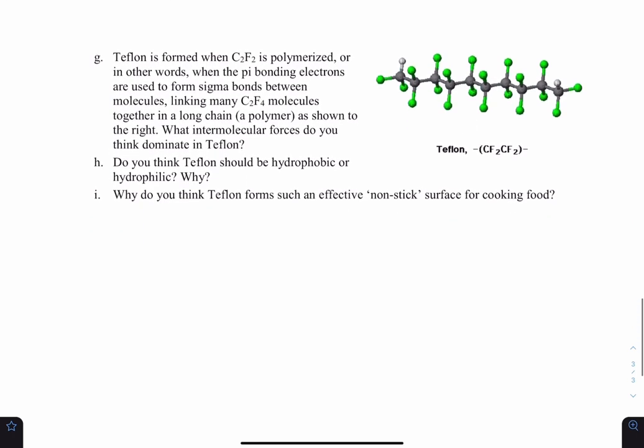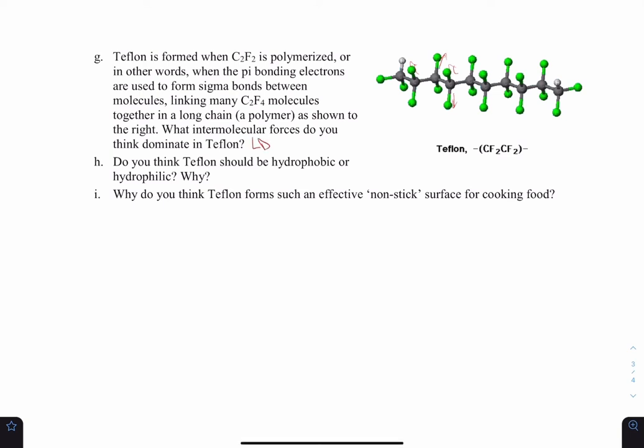G says Teflon is formed when C2F4 is polymerized, or in other words, when the pi bonding electrons are used to form sigma bonds between molecules, linking many C2F4 molecules together in a long polymer chain, as shown to the right. Okay, what intermolecular forces do you think dominate in Teflon? Well, if you remember what we just said, it's non-polar, right? These are all canceling each other out. And so even though these bonds are polar, the intermolecular force is actually London dispersion.